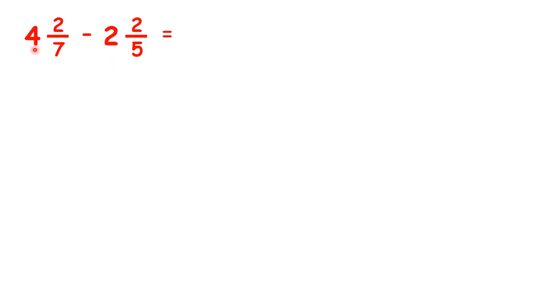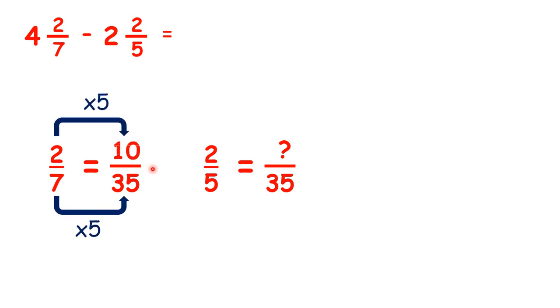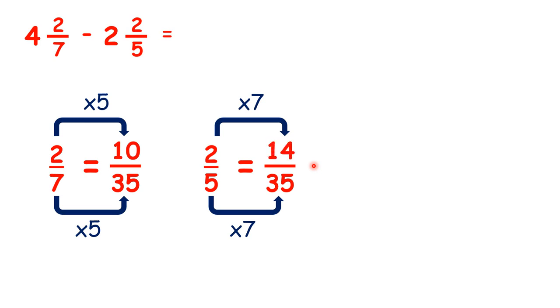Now pause the video and work out 4 2/7 minus 2 2/5. We need the denominators the same, so let's change both fractions into 35ths, because that's the lowest common multiple of 7 and 5. 2/7 is 10/35. 2/5 is 14/35. So we can rewrite our question as 4 and 10/35 minus 2 and 14/35.